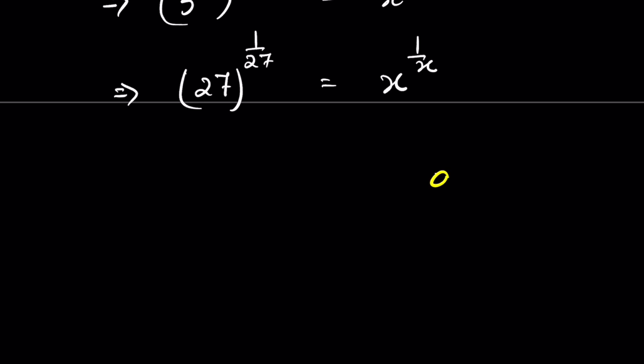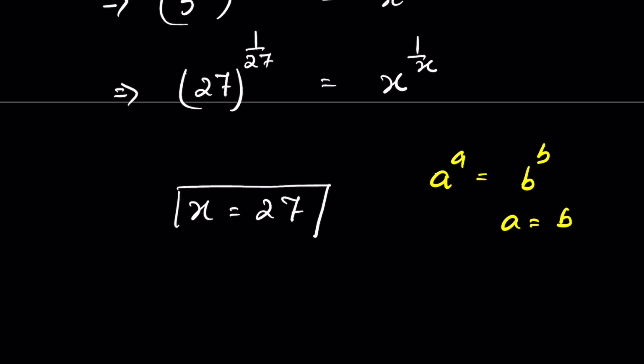Now there is a rule. When a raised to the power of a is equal to b raised to the power b, in that case a is equal to b. That means x is equal to 27. So this is the value of x.